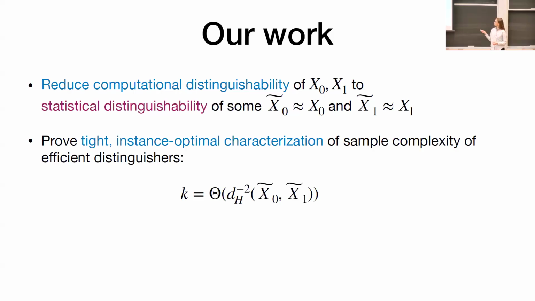So we prove a tight instance optimal characterization of the sample complexity of efficient distinguishers. And the sample complexity is given by the inverse Hellinger distance squared of this efficiently computable x0 tilde and x1 tilde, which look similar to x0 and x1.